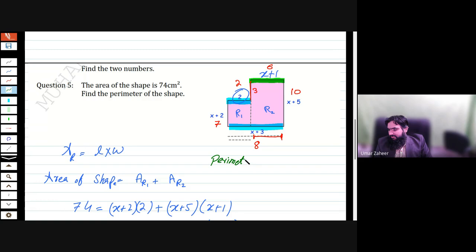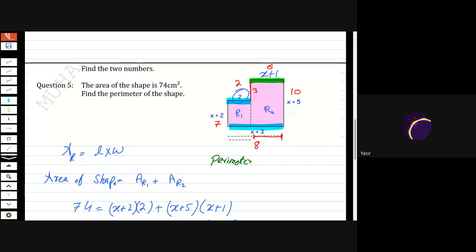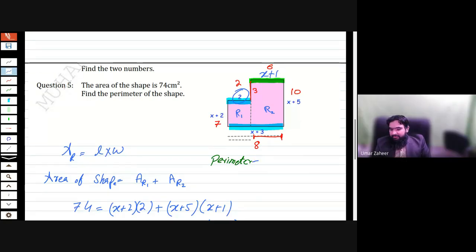Now the question was, we have to find the perimeter. The perimeter means you have to take the sum of all the boundaries, means 7 plus 2 plus 3 plus 6 plus 10 plus 8. Is it clear? So the perimeter will be equal to, let's say I start from this side, 7 plus 2 plus 3 plus 6 plus 10 plus 8. Find the sum.